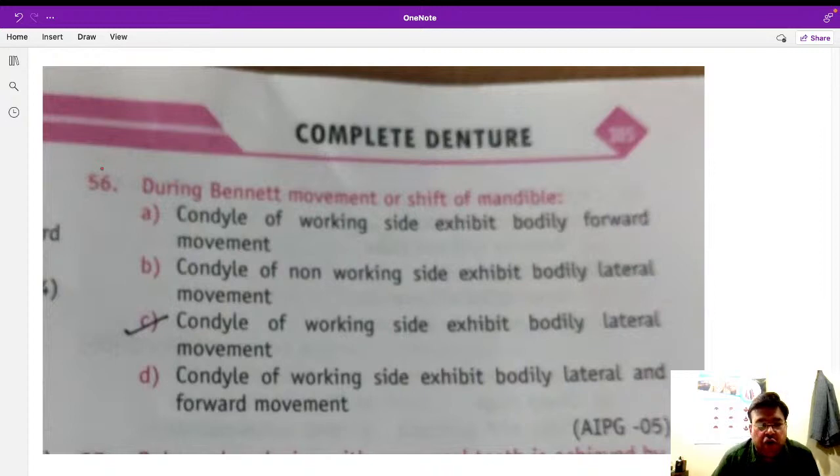See, my question to you is, you just don't see the question here. Leave whatever the question is talking to you about. Just tell me that if the mandible is moving on the right side, where will the working condyle move? Laterally or medially? Try doing it yourself. That is what I told you during the live classes as well. Try moving your mandible to the right side and then tell me where your right condyle is going, lateral or medial.